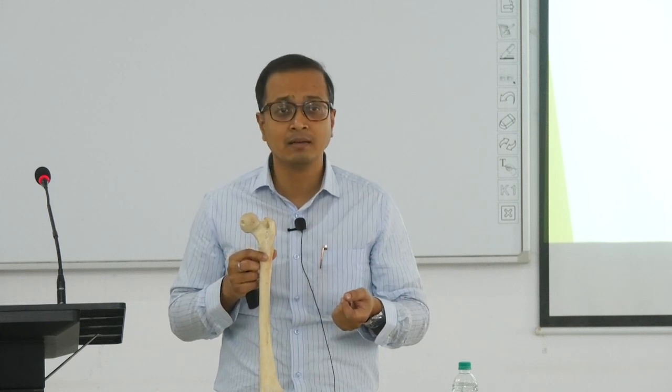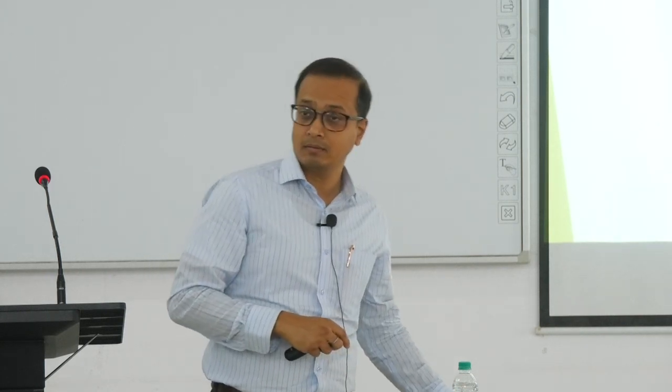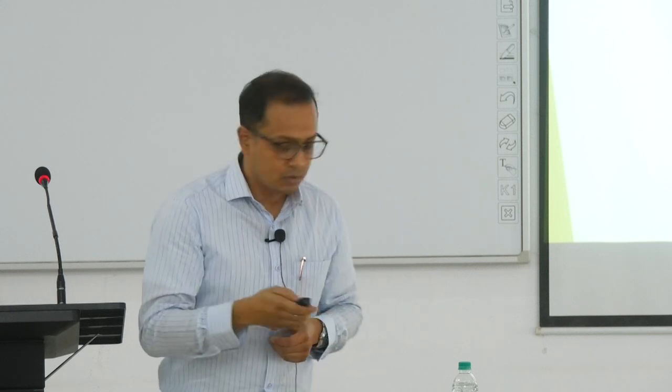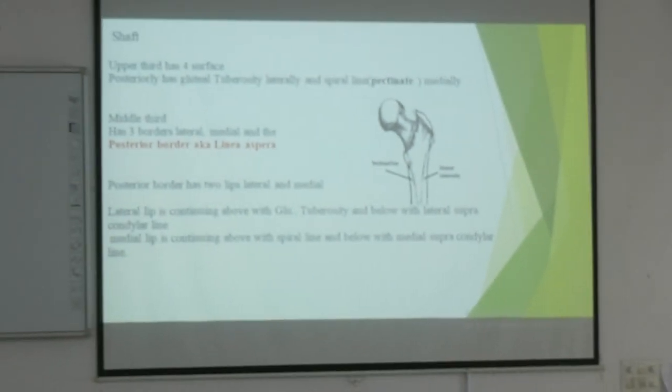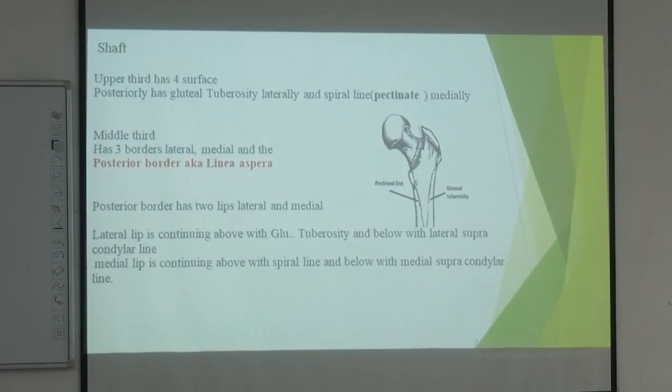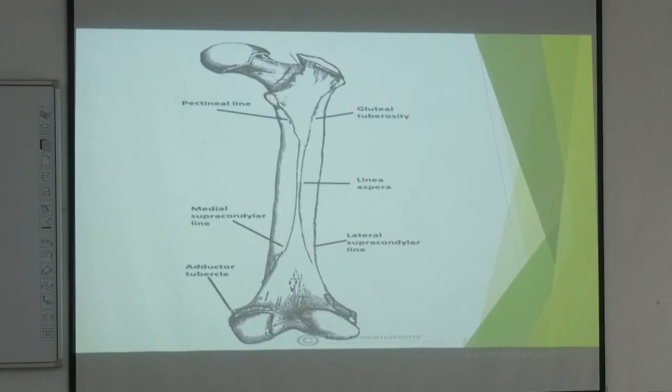We call them linea aspera. Now what is linea aspera? Linea aspera is a prominent posterior border which is predominantly present in the upper part and middle part of the shaft. That's it. So, upper part, lower part, and the parts. And this is what you are seeing here in the back side.